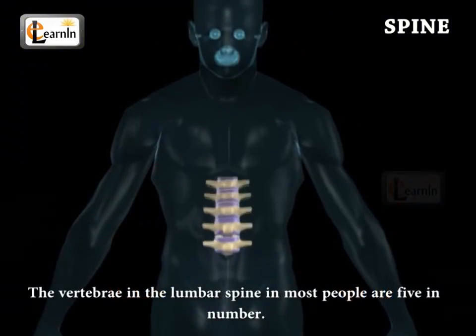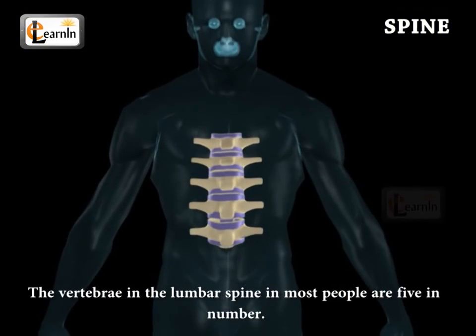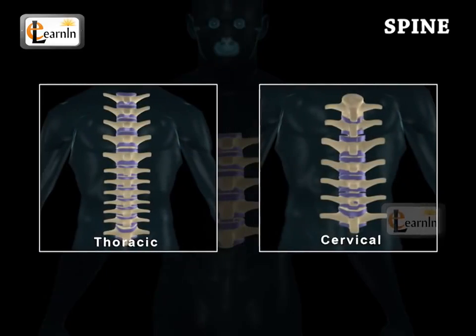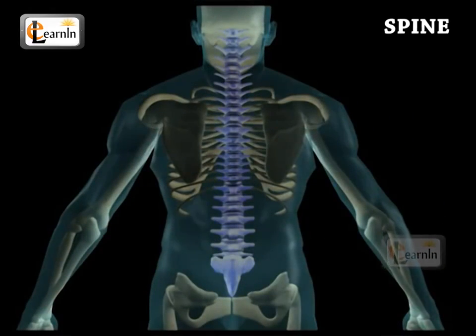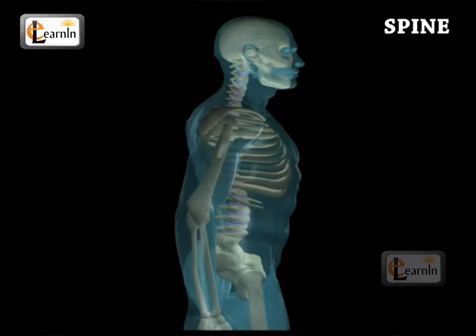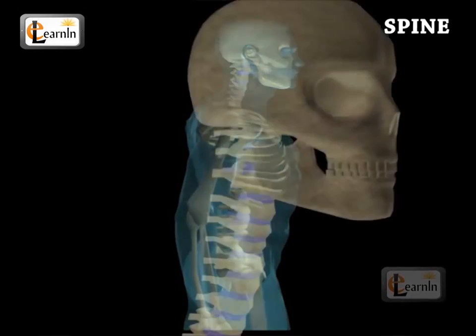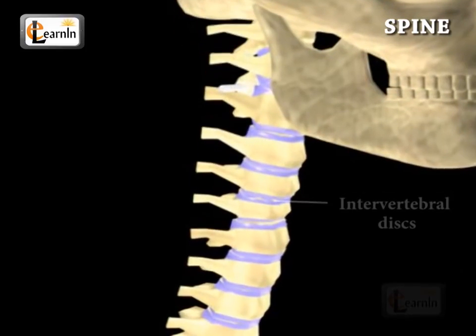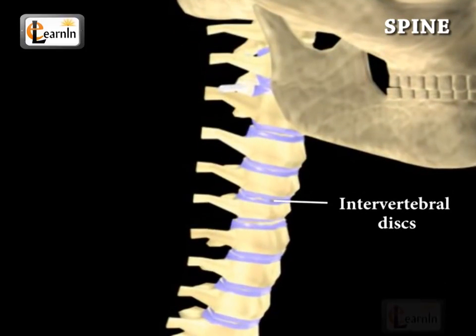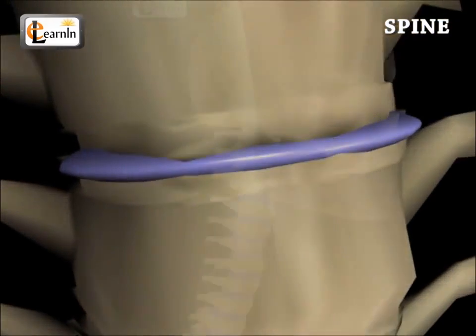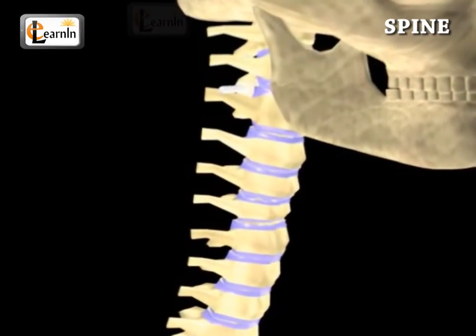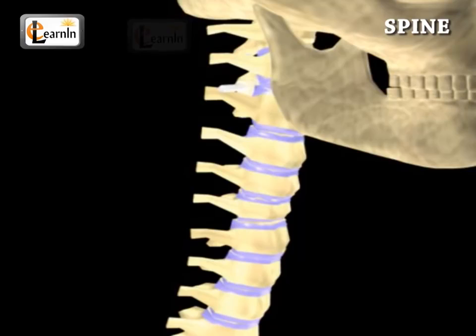The lumbar spine in most people has 5 vertebrae. They are larger than those of the thoracic or cervical spine. They carry most of the body's weight and support flexibility and extension. Each of the vertebrae is supported by a fibrous disc, known as the intervertebral disc, that acts like a cushion between the bones. The body of the vertebrae provides a resting place for these fibrous discs.